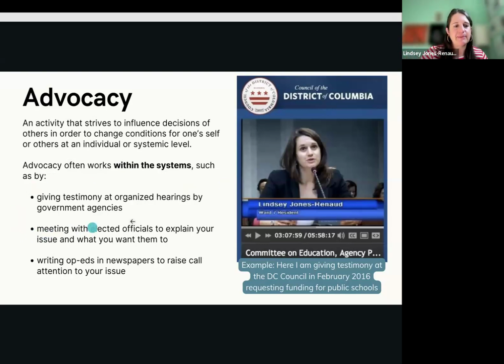Another example of advocacy is meeting with elected officials to explain your issue and what you want them to do. And then another example is writing op-eds in newspapers to call attention to your issue. So these are examples of traditional advocacy that's working within the systems, the structures that are already in place. So the government invites you in. They say, hey, we are having this meeting, you can come, or you can request a meeting, say, hey, I'd like to meet with you to talk about this issue.